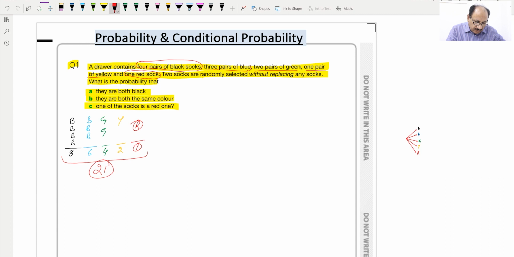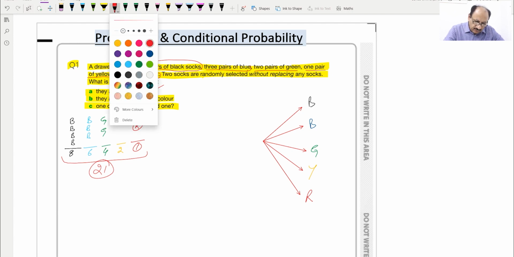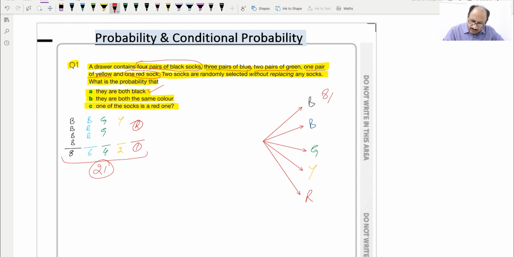So for the A part, we need to find that they are both black. For the tree diagram, I have just drawn a small diagram here. If I can enlarge this, this is the situation which we already have: black, blue, green, yellow and red. So the probability of getting black will be 8 out of the total, which is 21. So I'm writing here 8 out of 21. 8 out of 21 will be the probability for black.